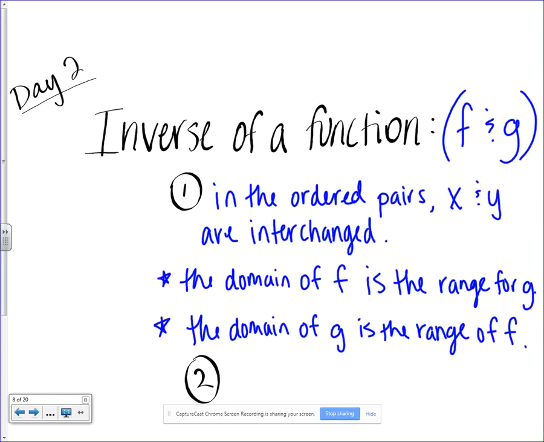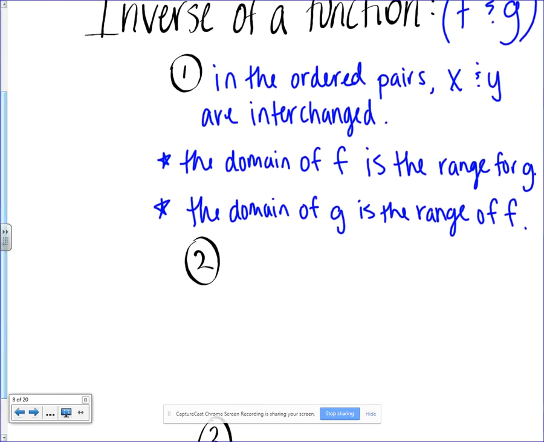Okay, so in the inverse, basically x and y are switched. So in f, if I have x comma y, in g, it'll be y comma x. This is saying the domain of f is the same as the range for g, and the domain of g is the range of f. So basically they're flip-flopped.